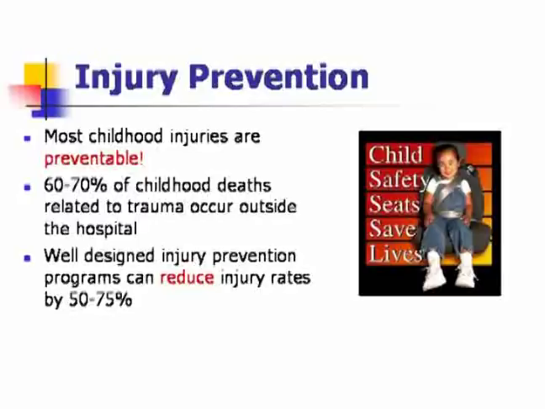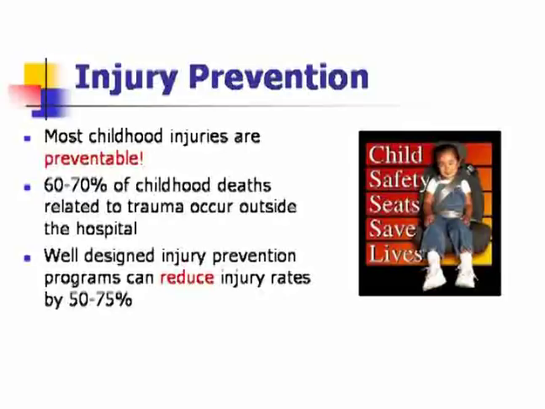I remember having some discussions about these sorts of injuries with him, and he always says, just leave them alone. And then the last thing I was going to do is mention the importance of injury prevention, because most childhood injuries are preventable, and the numbers are actually pretty amazing. About 60 to 70% of childhood deaths occur before they get to the hospital. So really, if you're going to have any impact on child deaths from trauma, you've got to do prevention. And you can reduce injury rates by about 50 to 75% with well-designed programs.